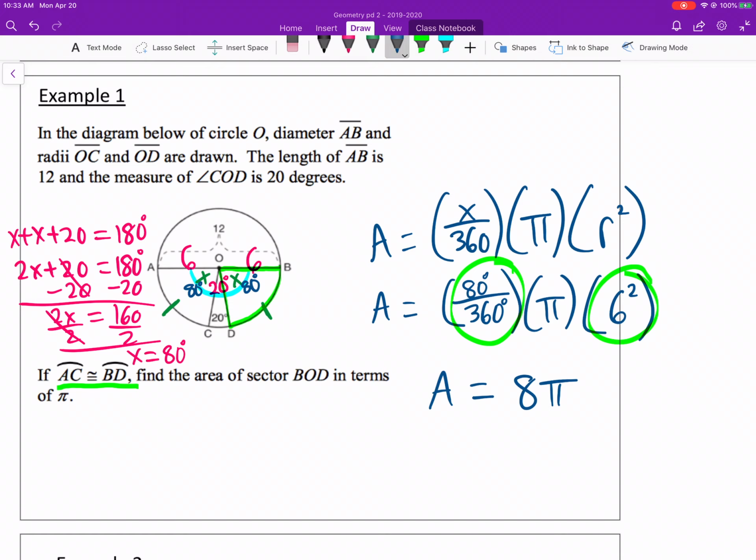All right. And you could write units squared as well. With area, units are always squared.